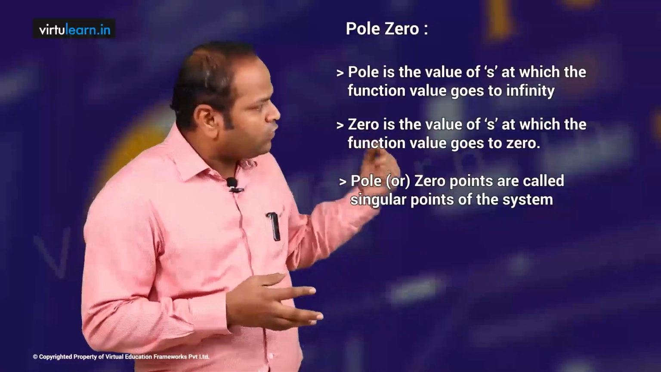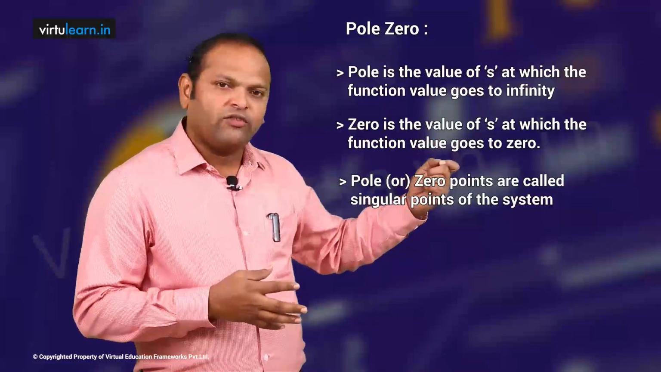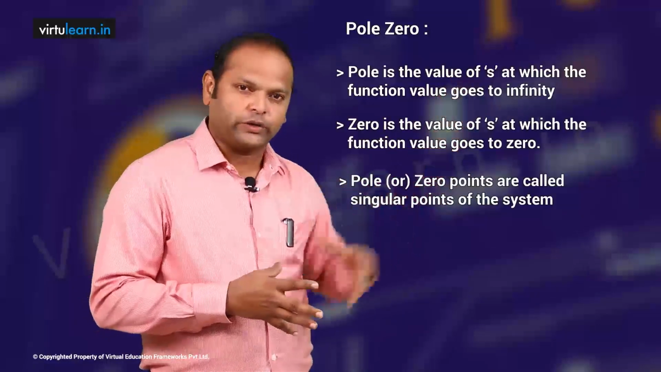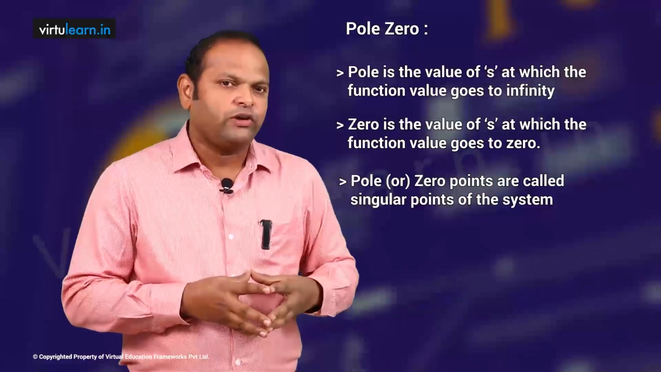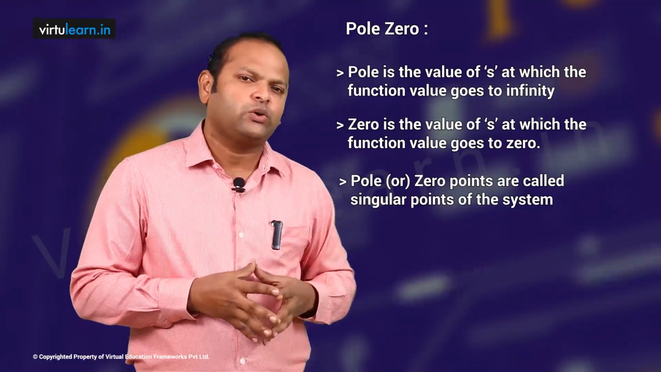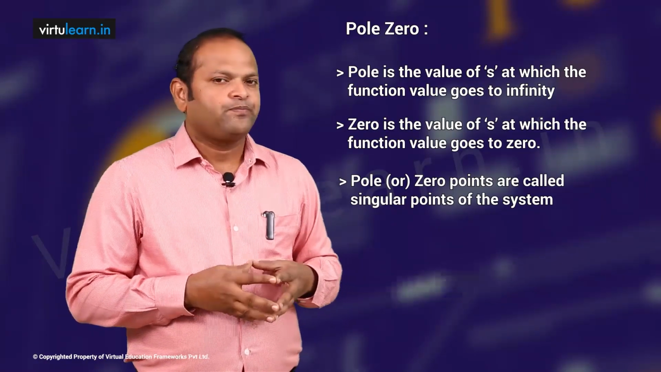When you look at the responses on the S plane, the function value immediately goes to infinity, which means there is a discontinuity, or the function value immediately goes to 0. So you will have discontinuities at poles and zeros. Therefore, the pole and zero locations are also called singular points of the system.